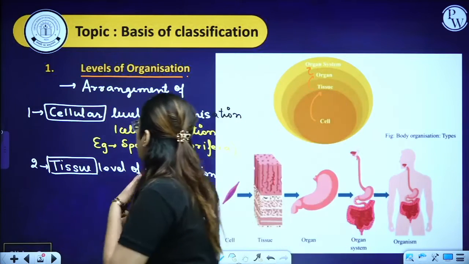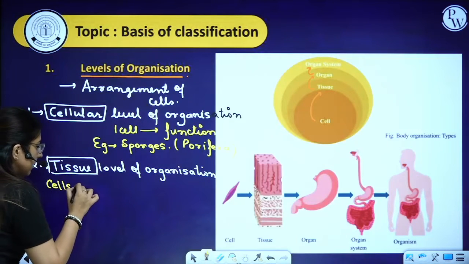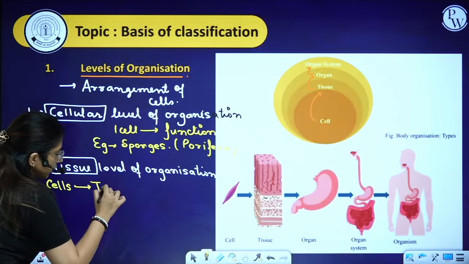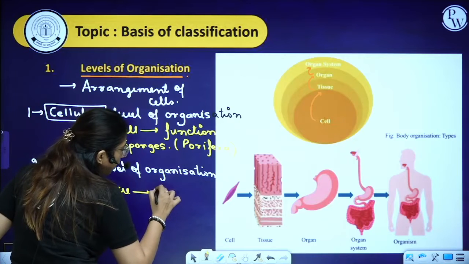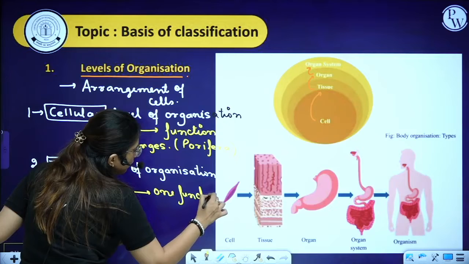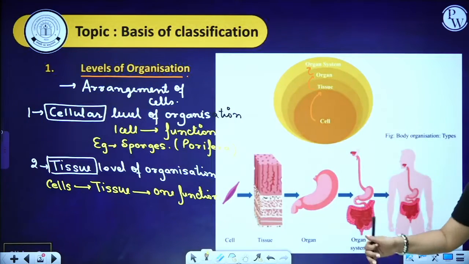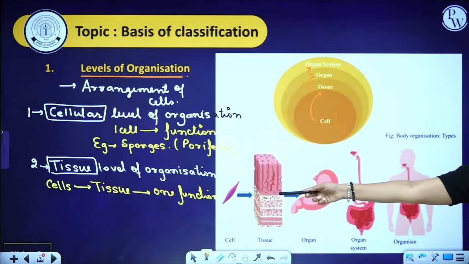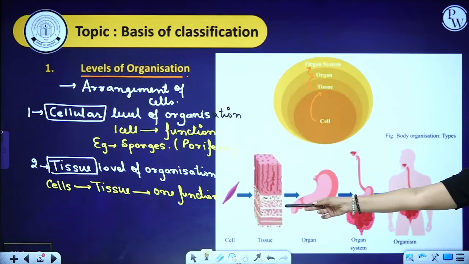Now, let's have a look. So, we have a group of cells, right? Cells combine together to form tissue, and tissue is responsible for one function. Are you getting this point? As you can see over here, if in a body only one cell is there performing one particular function, that is seen in case of the sponges. Whereas here we have some tissues present, and these tissues are responsible for a particular function.